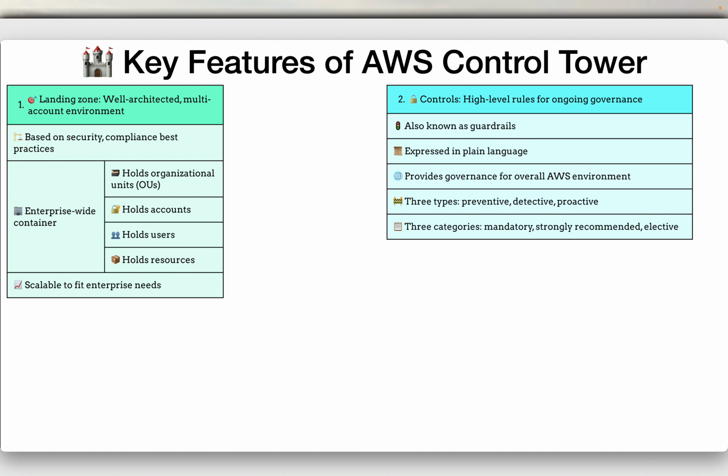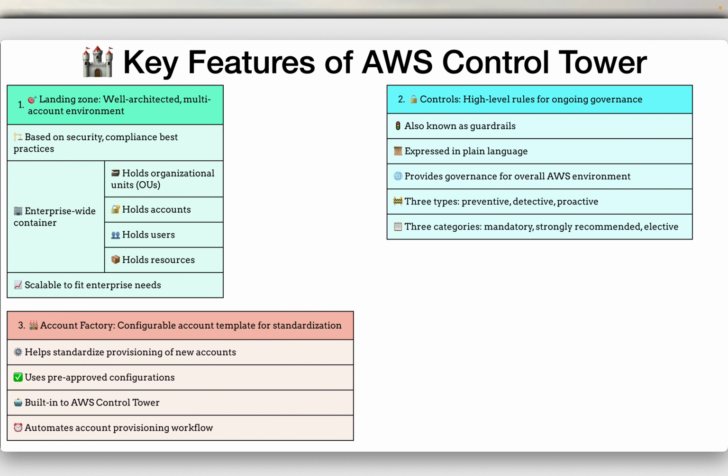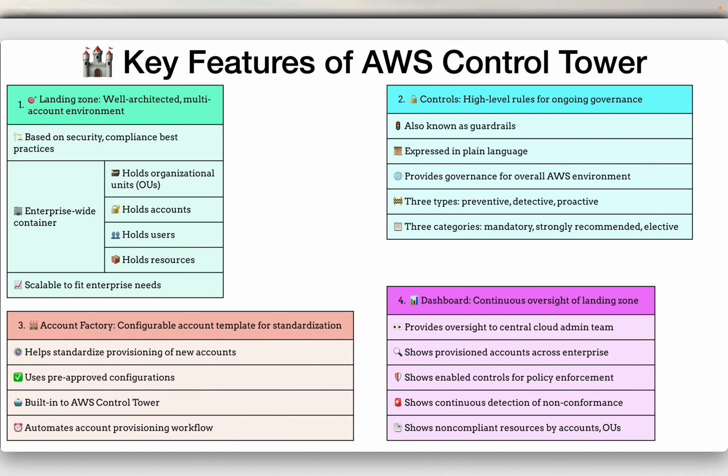Second, controls: preventive, detective, and proactive. So there are three types. Controls are categorized as mandatory, strongly recommended, or elective. Next key feature is an account factory, which is a configurable account template that helps standardize the provisioning of new AWS accounts with pre-approved configurations. AWS Control Tower offers a built-in account factory to automate the account provisioning workflow in your organization.